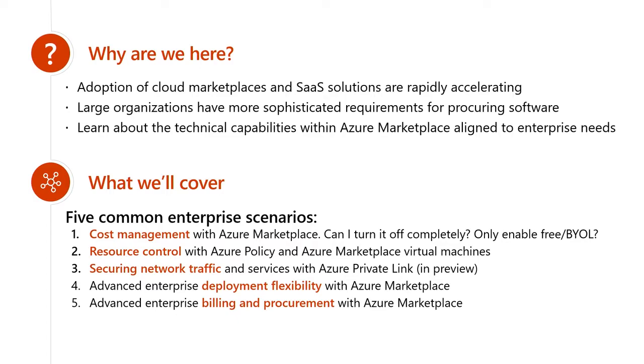We thought we'd cover 5 common scenarios that we get a lot of feedback on from customers and partners pretty consistently. The first one is around cost management, meaning, with Azure Marketplace, can I turn it off completely? I don't want my users to be buying third-party solutions. So can I turn it off, or can I only enable free and bring your own license types of scenarios?